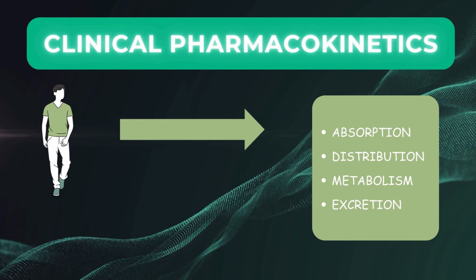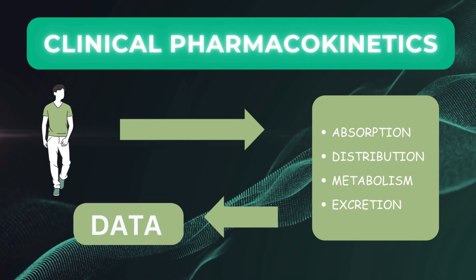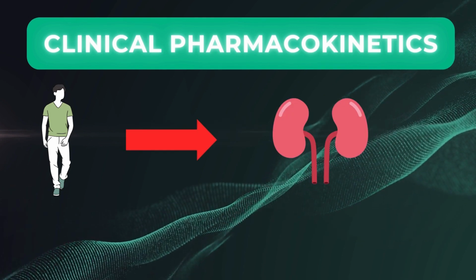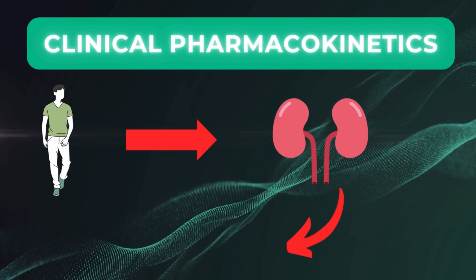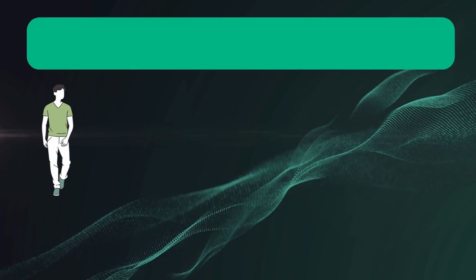Based on clinical pharmacokinetic data, the doctor might adjust the dose depending on the patient's condition. Suppose the patient has impaired kidney function. If the kidneys are not working well, the drug might stay in the body longer, so the doctor could reduce the dose to avoid side effects.